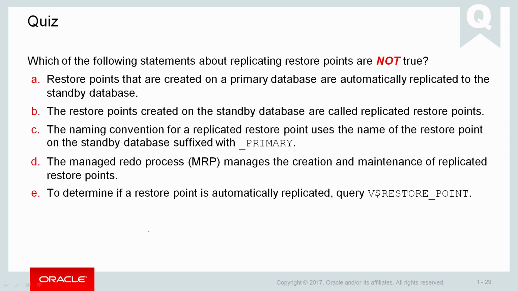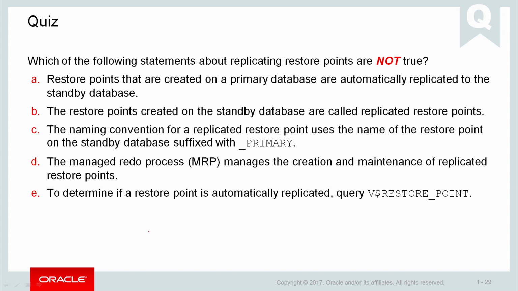And let's end this lesson on a couple of quiz questions. Which of the following statements about replicated restore points are not true? Well, A is restore points that are created on the primary database are automatically replicated to the standby database. Yep, that's true. B is the restore points created on the standby database are called replicated restore points. Yeah, if they are replicated restore points, yes, they are called that.